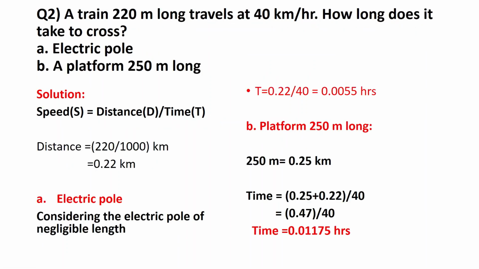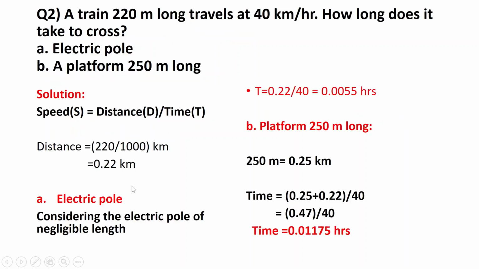Let's take the next question, which says, a train which is 220 meters long travels at 40 km per hour. How long does it take to cross first an electric pole, secondly a platform which is 250 meters long? So again, speed is equal to distance by time. Your distance is 220 meters, but since the speed is in kilometers per hour, we'll convert this to kilometers, that is 220 by 1000, 0.22 kilometer.